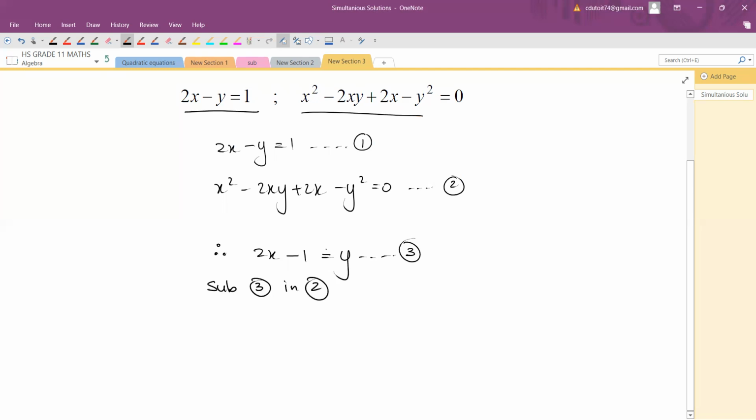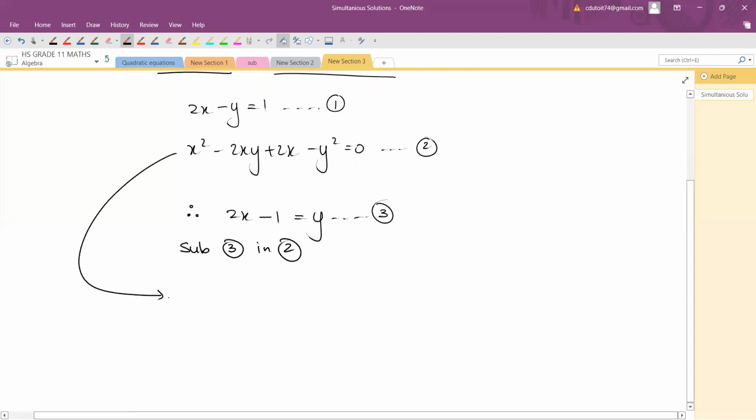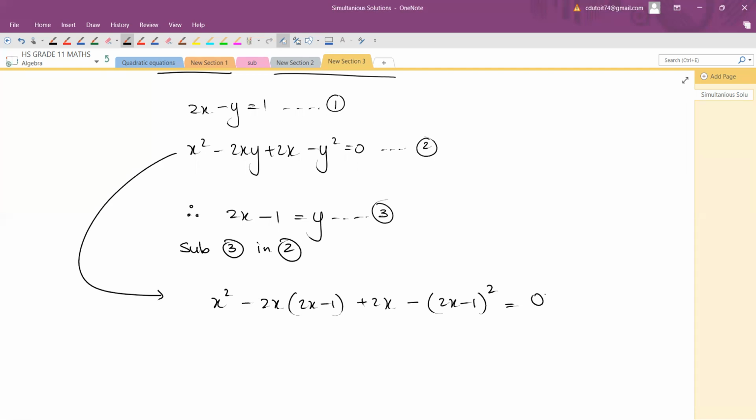I actually solved y already in terms of x. So now I'm going to put that y value back into the second equation. Wherever there's a y, I'm going to write 2x minus 1. So in the second equation, I have x squared minus 2x, and then instead of a y, I'm going to write 2x minus 1, plus 2x, and then minus, instead of a y, 2x minus 1 squared. You see what I've done? So now all my y's are gone, and I only have x's in that equation.